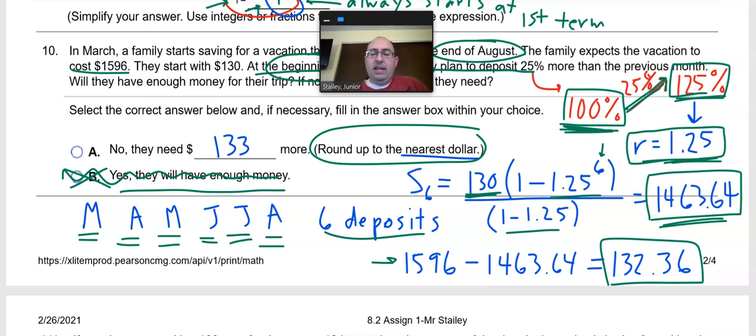So $1,596 is the target. If you subtract what they have, that's going to be $132.36. Now, you and I both know that if they want to go to the nearest dollar, they would need $133 because $132 would not make it. I'm going to go check MathXL right now to see if they're rounding that down to 132, even though they should be rounding it up to 133.